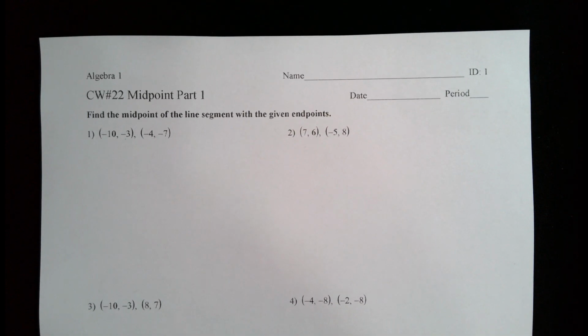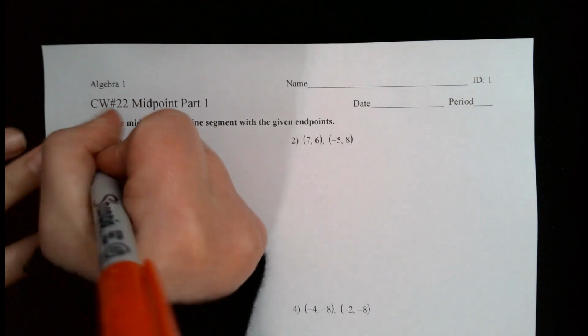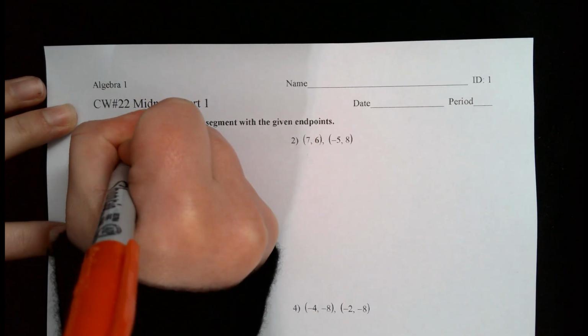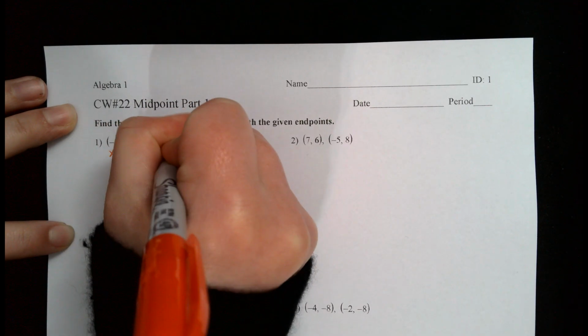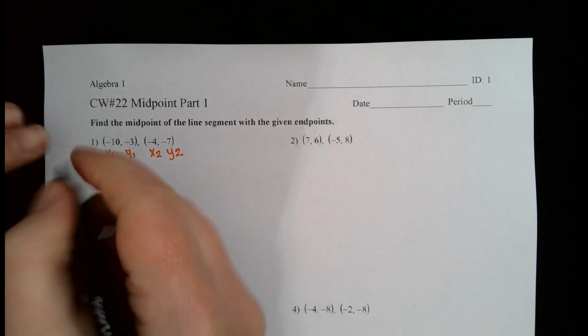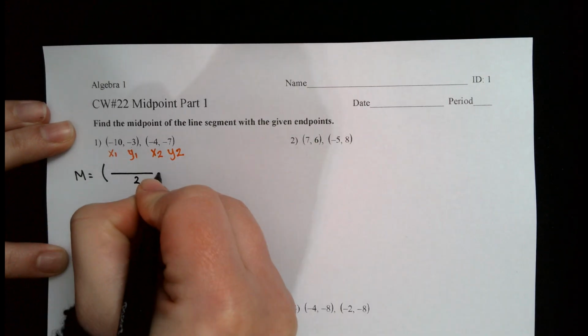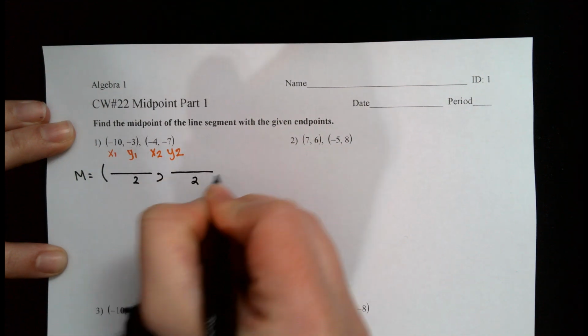So here's question number 1. Here's question number 2. Let's do 2 questions. These are going to be quick. I'm not asking you to graph. I'm just asking you to find the midpoint. So let's start by labeling x1, y1, x2, y2. Write out your formula. M is equal to open, divide by 2, comma, divide by 2, close it.